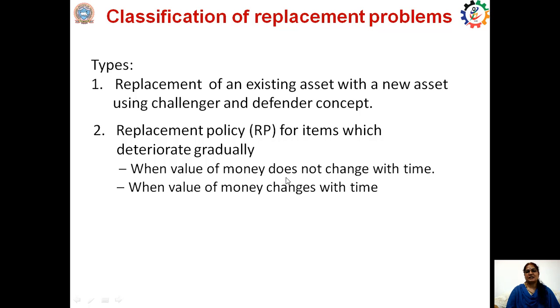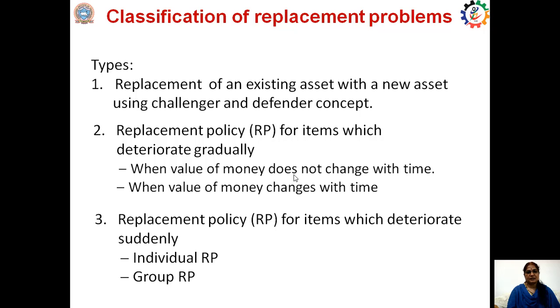How do we identify? If interest rate is given, then it belongs to the second category. If interest rate is not given, then it is understood that the value of money doesn't change with time. Third variety is RP for items which deteriorate suddenly. Example is a bulb. There are two types: individual RP and group RP.